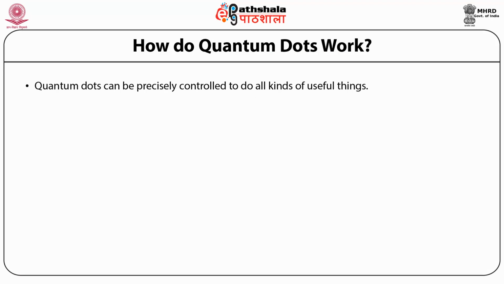Now comes the question: how do quantum dots work? Since quantum dots demonstrate size-dependent properties, their behavior can be easily controlled and tuned by controlling their size. Analogous to atoms, quantum dots can be engineered to function as per the requirements. So quantum dots can be precisely controlled to do all kinds of useful things.